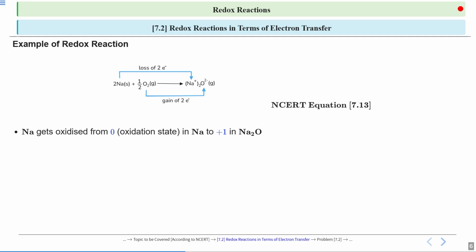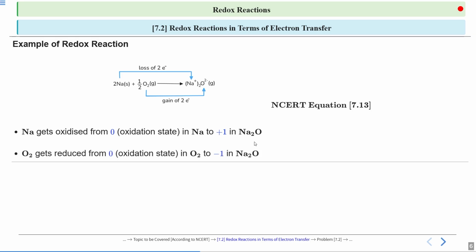Now, sodium oxide is an inorganic white solid compound which can also be known as disodium oxide. We can call it as disodium oxide or disodium monoxide. Now, if we look over to the O2, so in O2, O2 gets reduced from 0 in O2 to -1 in Na2O. That means we are here talking about the oxidation state of O2 in reactant and product respectively.